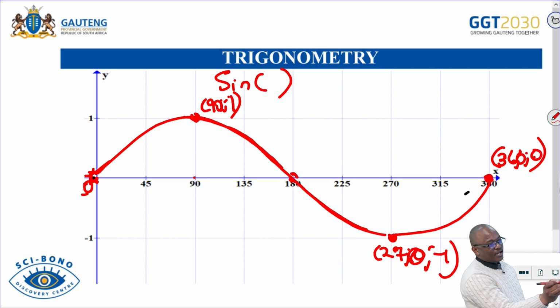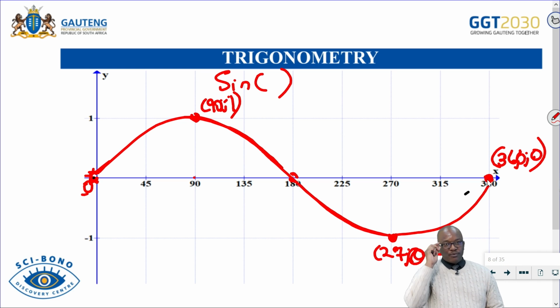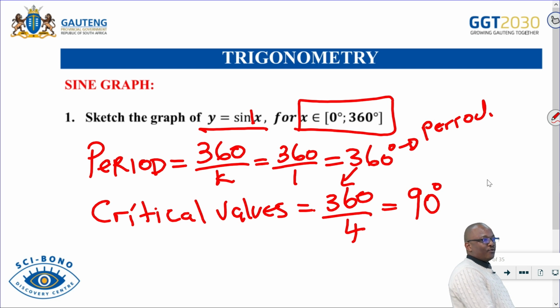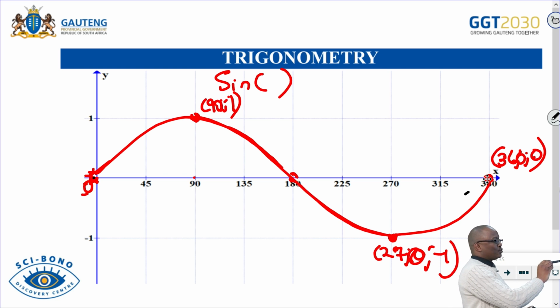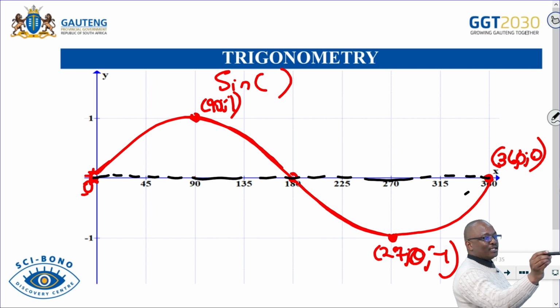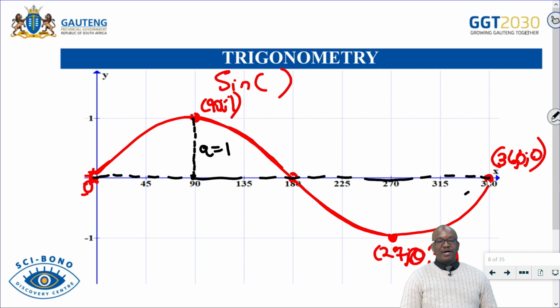So now, after drawing your graph, the questions will come to say, calculate the period of the graph or determine the period of the graph. The period we have already determined from our previous slide. Then the amplitude: remember, we're looking at our midline, where y is equal to 0. From the midline to the turning point, we have only 1 unit. So our amplitude is going to be 1.